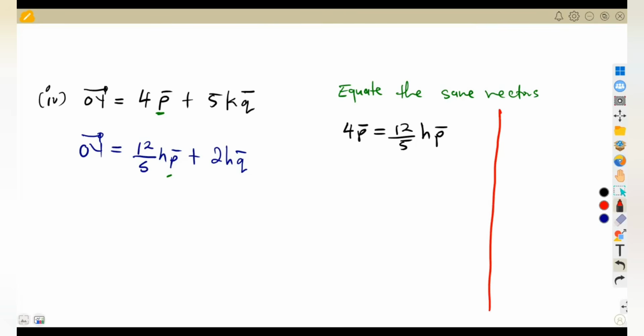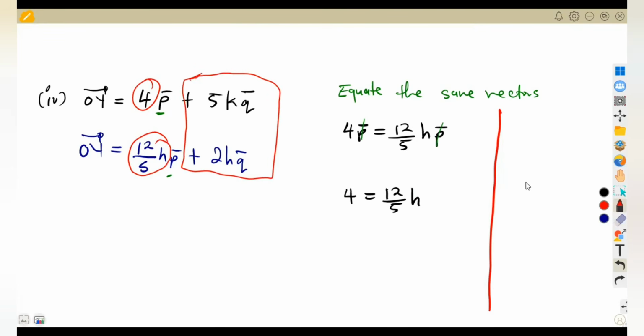If we check here, I've got vector P and vector P. So at the end, I'm going to remain with the 4, which is equal to 12 over 5 times H, which was the same thing I was explaining in other videos: you simply equate these constants, the ones that are multiplying your vectors. So you simply say 4 is equal to this. But in actual sense, we are equating the vectors as they are.